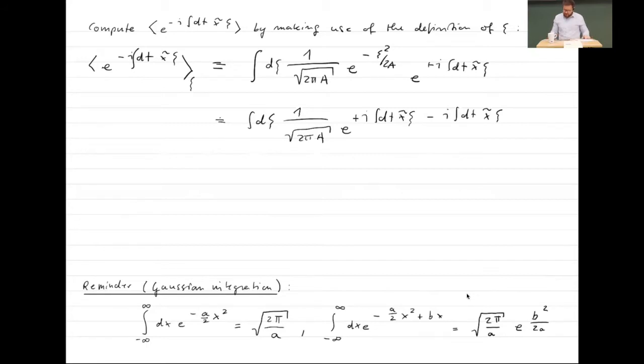So yeah, and this is here a Gaussian integral. If you don't remember the Gaussian integrals, you can look at the bottom here. These Gaussian integrals are pretty easy to solve. Probably most of you have heard of that. And we can also solve this Gaussian integral here. And what we get is that this is just e to the a over 2 dt x tilde squared.